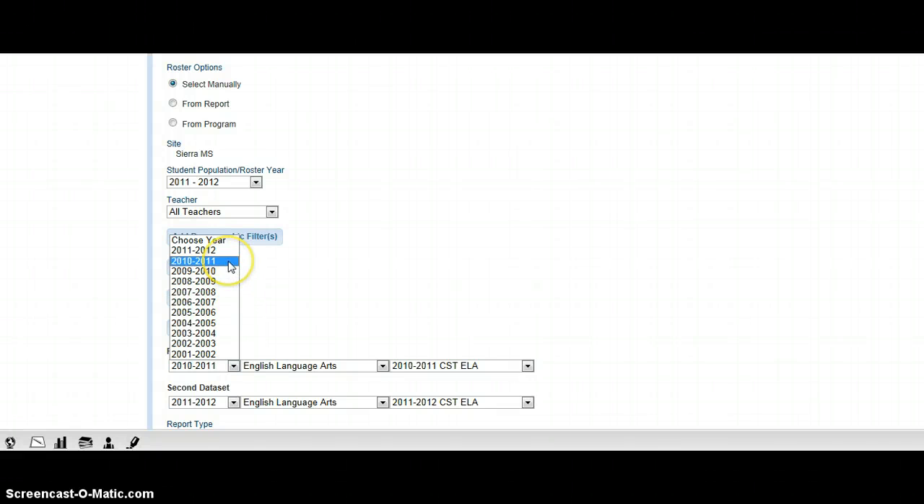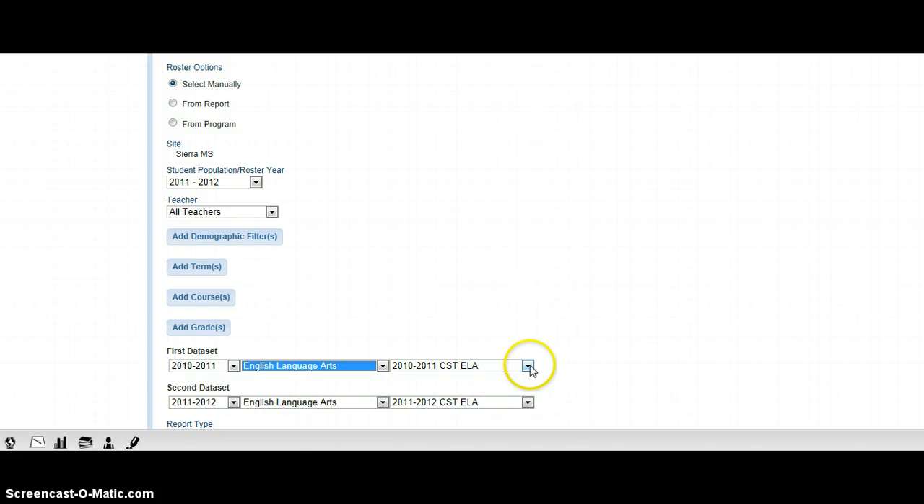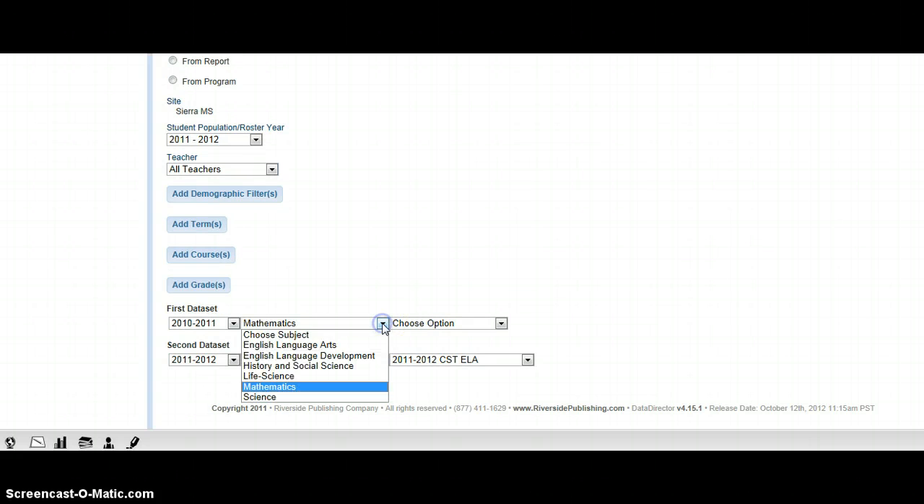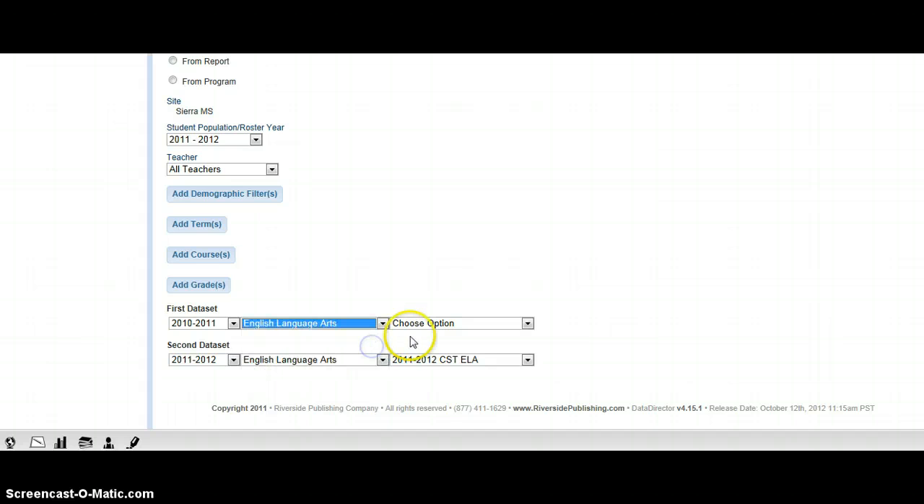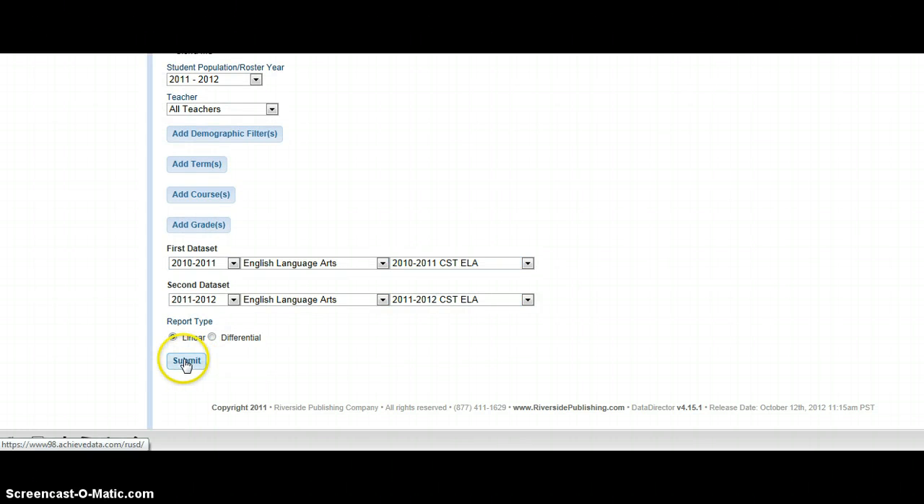The first data set needs to be 2 years ago, 2010, 2011, and I'm going to choose English Language Arts and the 2010, 2011 CST. The second data set will be last year, 2011, 2012, English Language Arts, CST English Language Arts. If I were to do math, I could just choose math right there, science, history. But like I said, I'm going to choose language arts this time. My data sets are in place. I'm going to click the word submit.